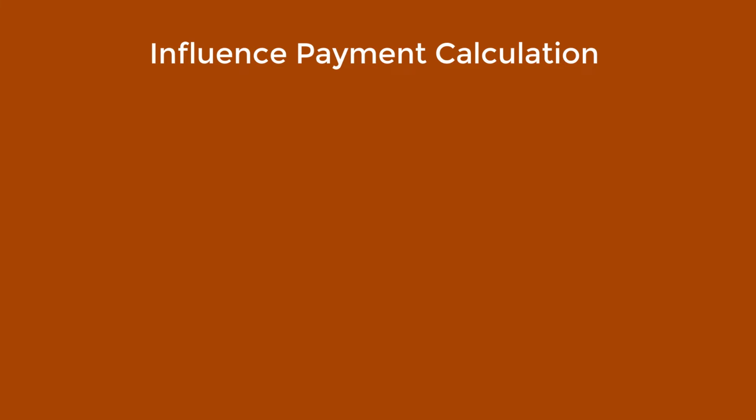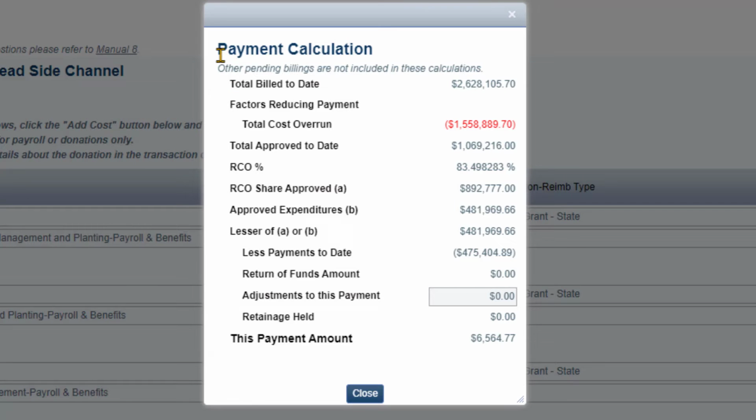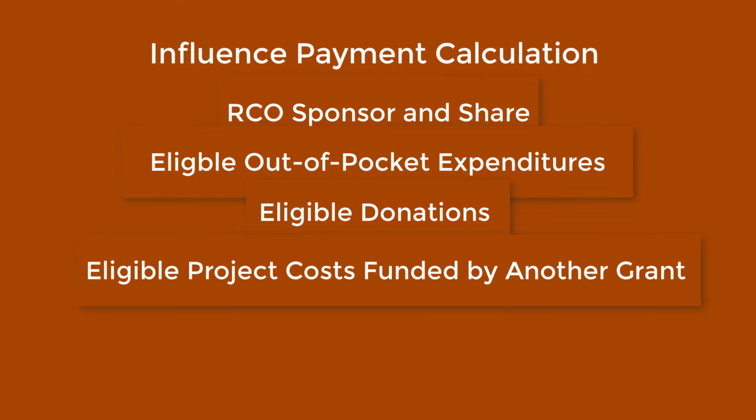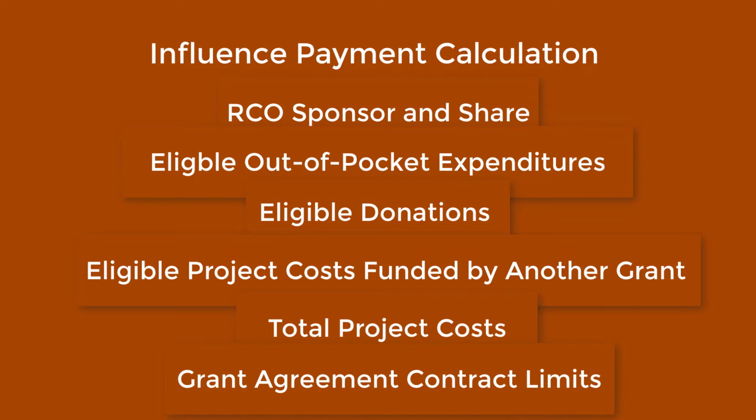These factors influence the payment calculation. RCO sponsor and share, your grant limits that we discussed earlier. If you go over the allowed amount, then the limit will show up on the payment information page. Eligible out-of-pocket expenditures, eligible donations, eligible project costs that will be or are funded by another grant, total project costs, your grant agreement contract limits. Architectural and engineering administrative limits can impact your payment. More details in a subsequent presentation.